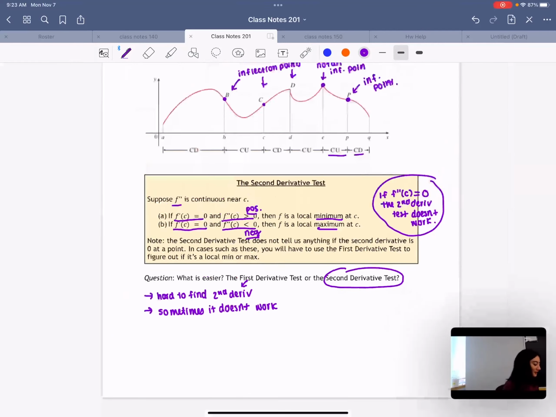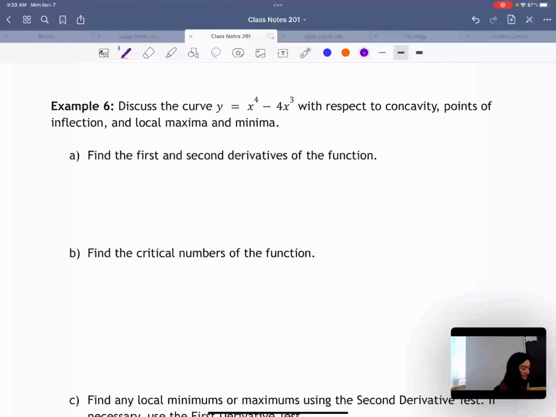All right. So in this example, we have a polynomial curve, x to the 4th minus 4x cubed. I want you to discuss the curve with respect to concavity. I want you to find points of inflection, and I also want us to find some local maxes or mins. So to do this, I'm going to use the first derivative test, maybe the second derivative test, maybe some concavity. Let's just see what the question is asking us to do.